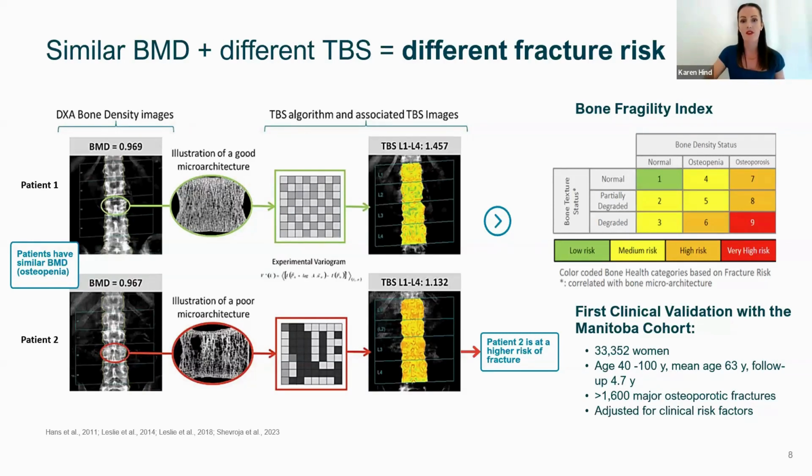Now, if we were to consider patient 1 in the bone fragility index, patient 1 would fall into zone 4 risk of fracture, so the medium risk of fracture. Patient 2 would fall into the higher category of 7. So we've got a patient who has osteopenic and degraded TBS, which then puts that patient at a high risk of bone fracture, at a similar risk to a patient who has osteoporosis. So we're really fine-tuning that assessment of bone fragility by considering both the bone mass and the microarchitecture.